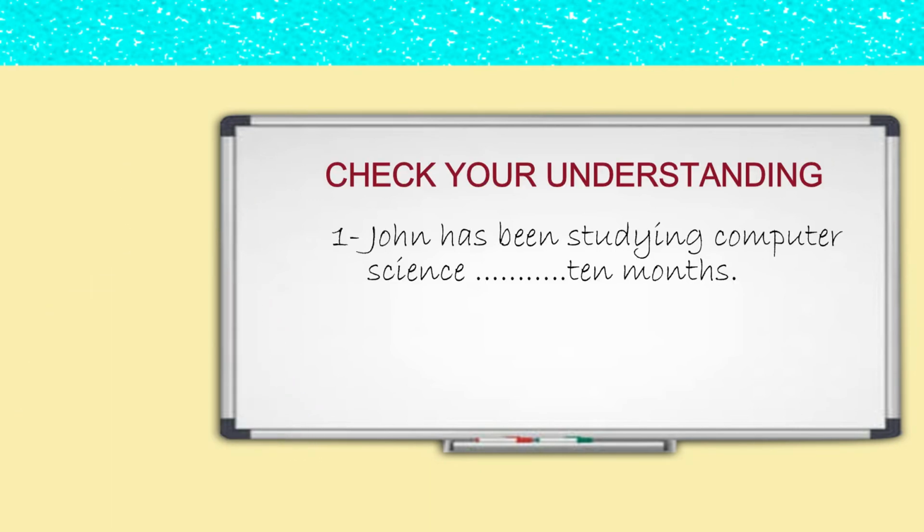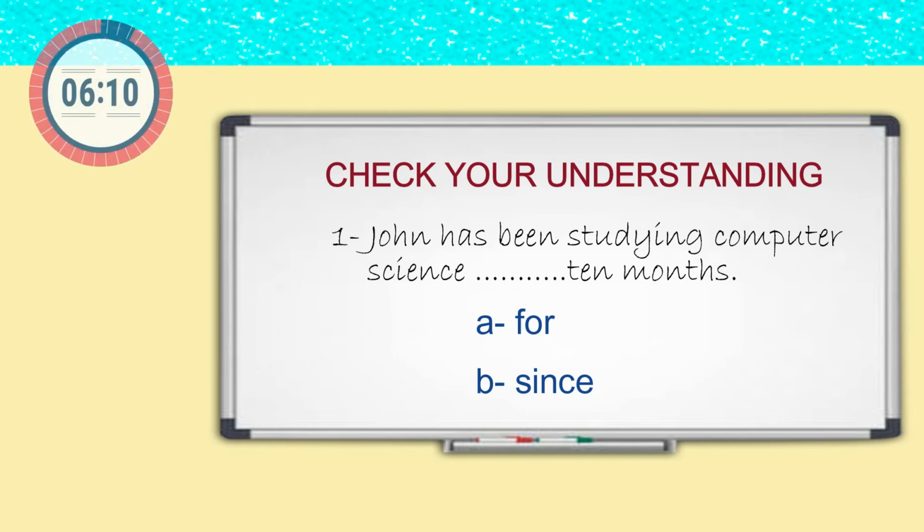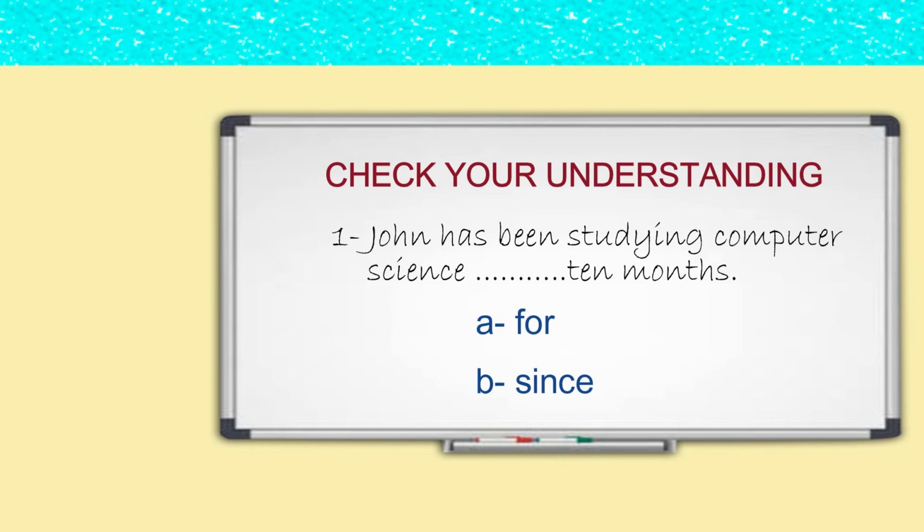John has been studying computer science 10 months. For this sentence, the correct word is for because 10 months refer to the duration of the action.